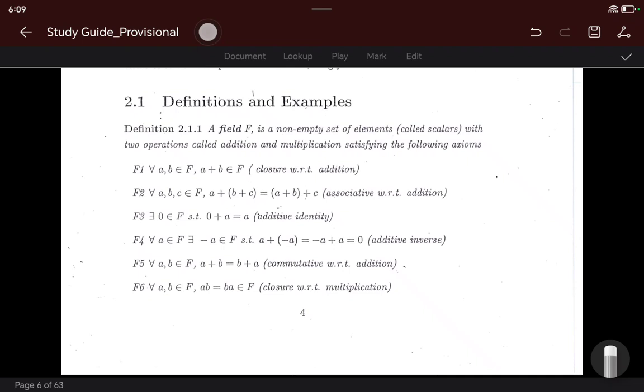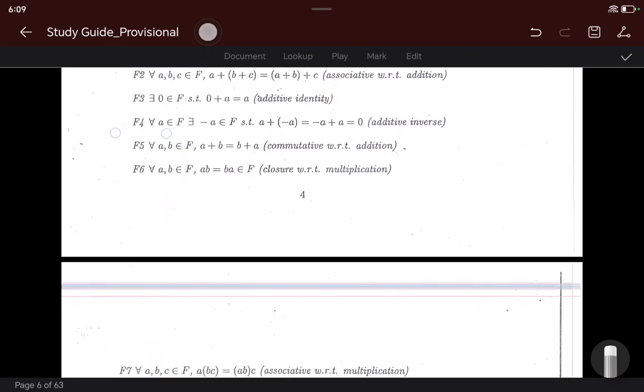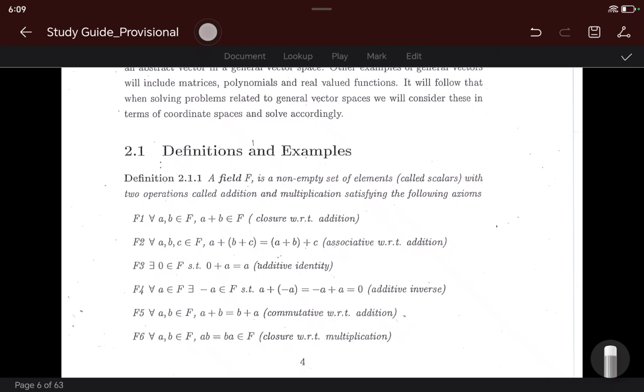Every time you define a field, a vector space, a group, or an abelian group, you always have to say it's a non-empty set. So they say that a field F is a non-empty set of elements called scalars with two operations, which are going to be addition and multiplication, satisfying the following axioms. The definition of a field is similar to the definition of a vector space. You will see that you need these 10 axioms, and we'll focus on what they mean.